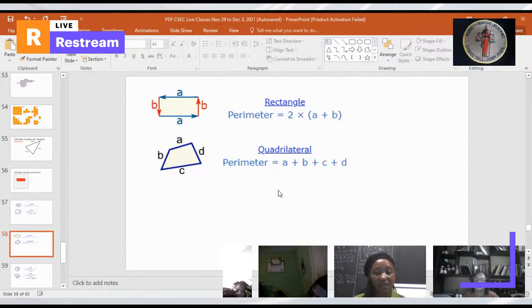For the rectangle, 2 lengths are the same, 2 widths are the same. So the perimeter of the rectangle is 2 times the length plus 2 times the width, or 2 times A plus B.